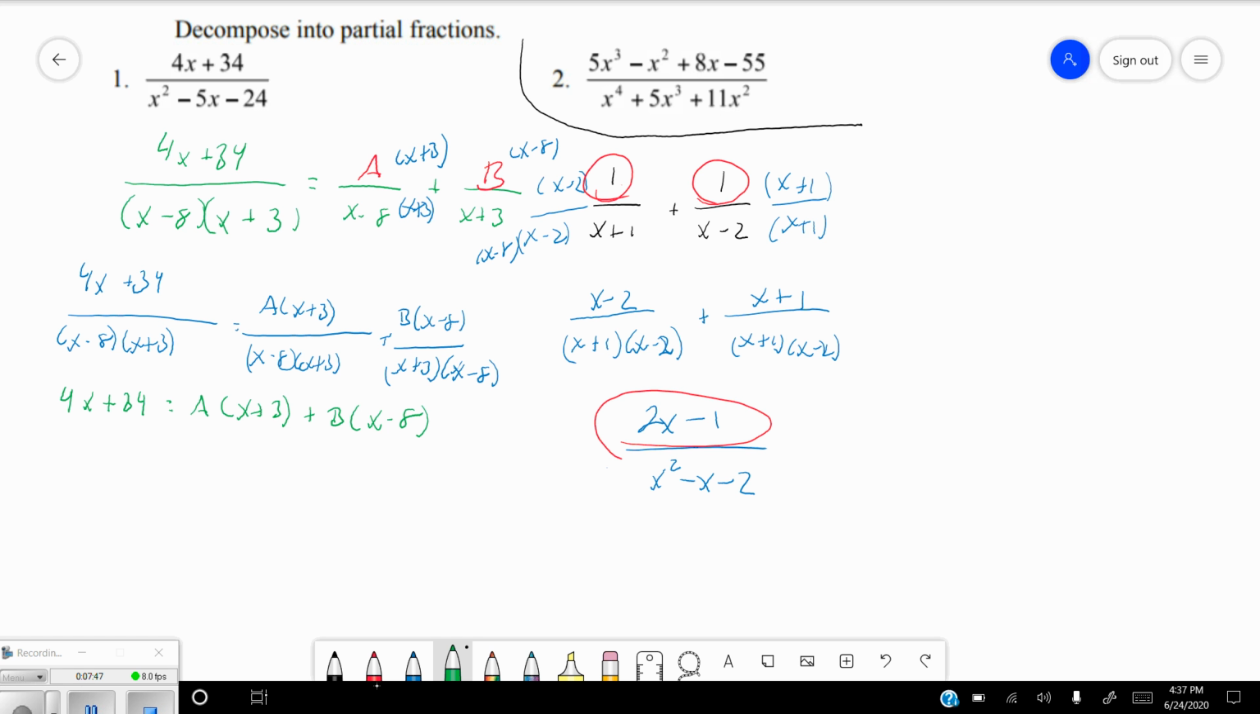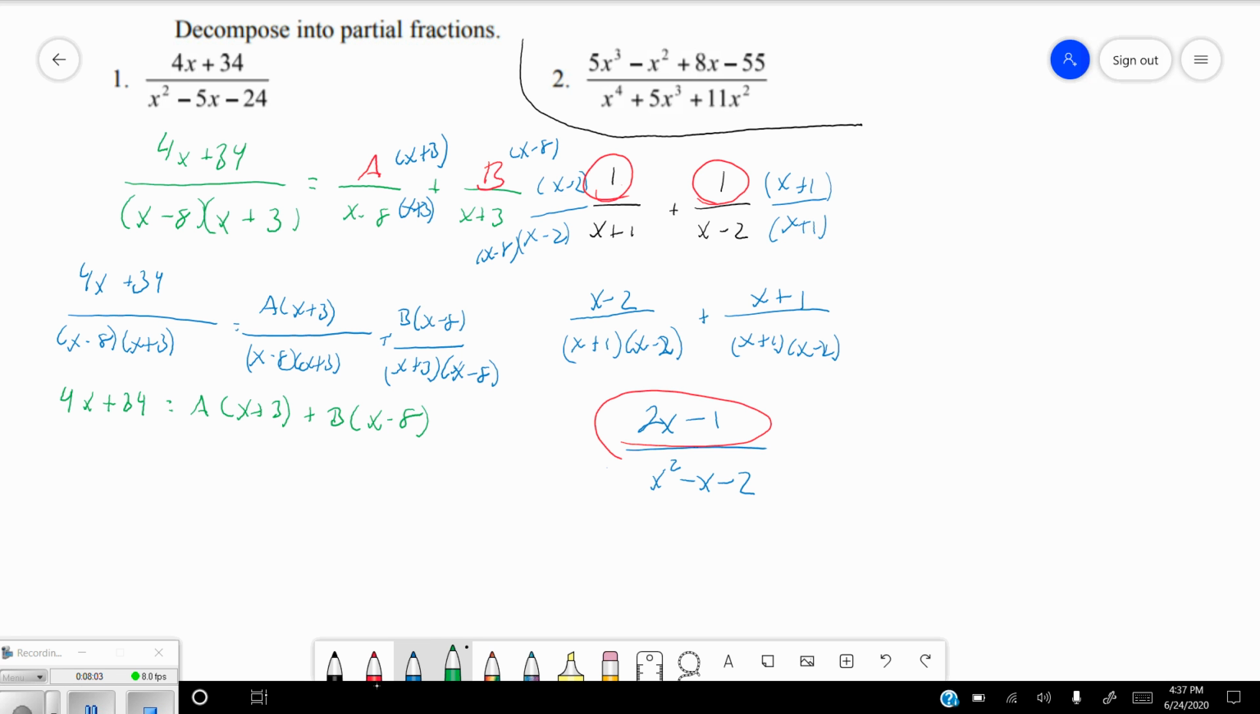this is supposed to be a true statement. Okay, this is what we're gearing towards. It is a true statement. So I can take any x value, and as long as I plug it into both sides, it should work. So let's pick x values that are going to conveniently get rid of one of my variables.